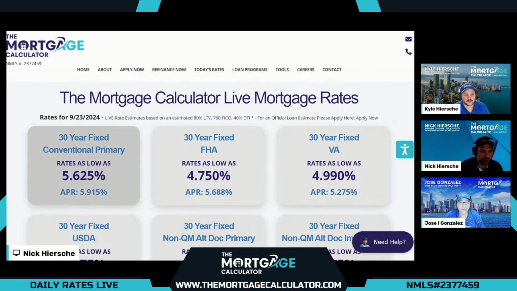Our first option, 30-year fixed conventional for a primary home, typically the most common option people think of when they think of a mortgage. Rates today coming in at 5.625, final APR 5.915. So a great option, again, 1.5 year lows.